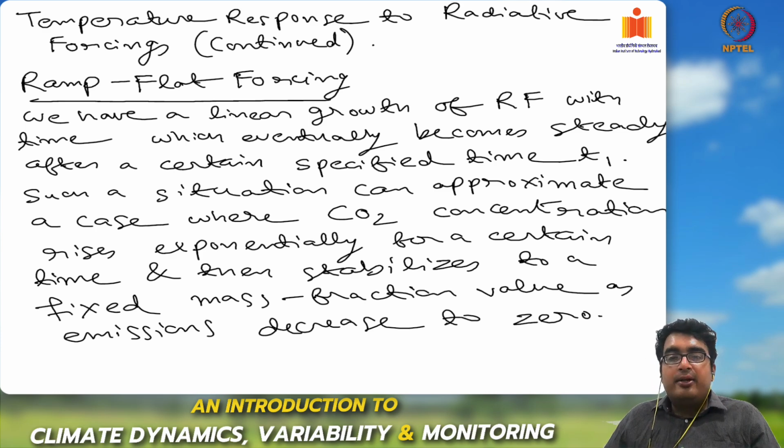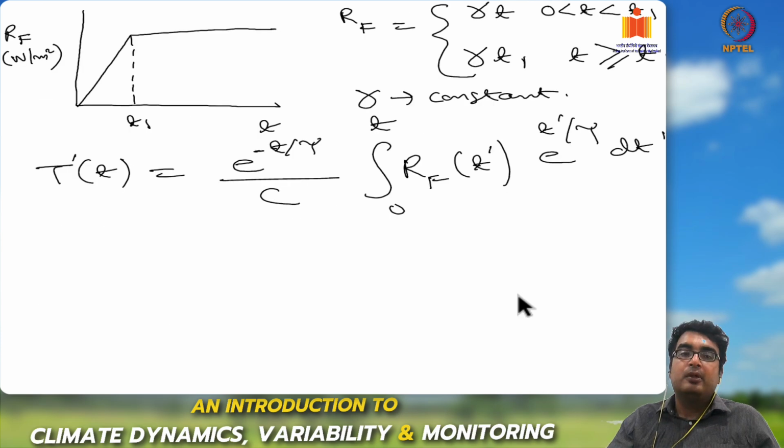So this is called the ramp flat forcing, where we have a linear growth of RF with time, which eventually becomes steady after a certain specified time t1. Such a situation can approximate a case where CO2 concentration rises exponentially for a certain time and then stabilizes to a fixed mass fraction value as emissions decrease to zero. So this is the best case scenario we have for our case right now.